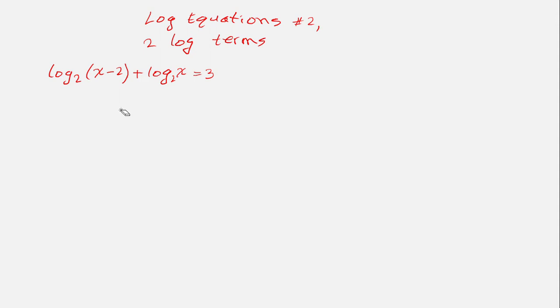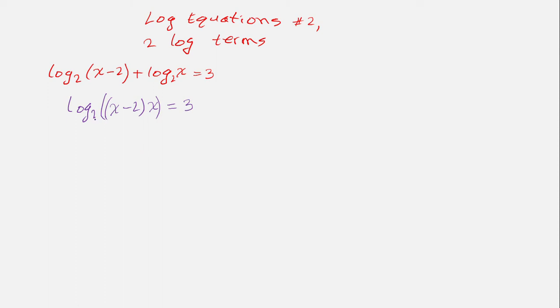And then after that, we can try and rearrange it based on connection between log and exponential functions. So let's put these two together. If we have a plus between the two logs with the same base, that means we can put those logs together as one log, the same base, of the two arguments multiplying each other. So x minus 2 and then times x, this x right there. And then that's still equal to 3.